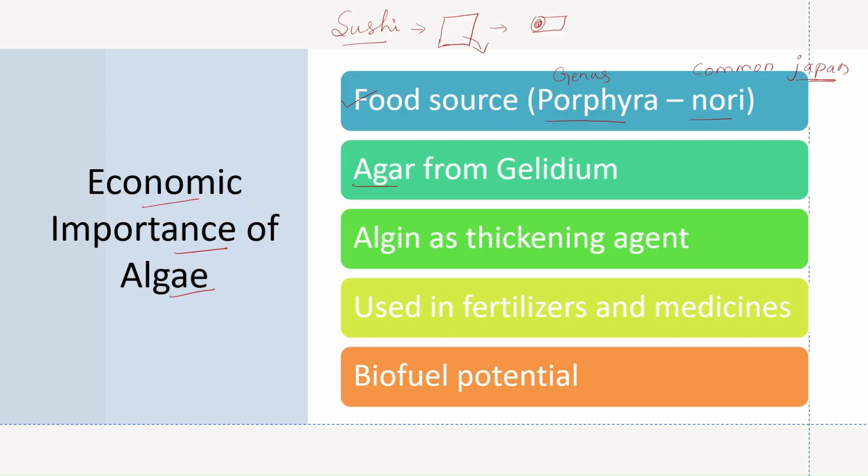Agar is extracted from Gelidium algae. Agar is used to grow microorganisms in the lab. Algae are also used as a thickening agent. You may have heard of the peel-off facial mask. In that they use algae. They are also used in fertilizers and medicines, and have biofuel potential.